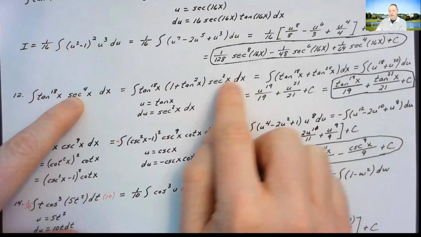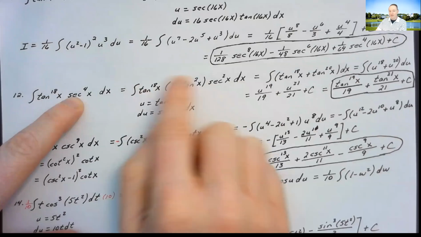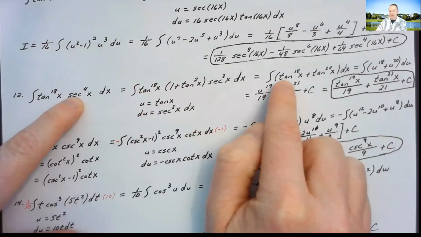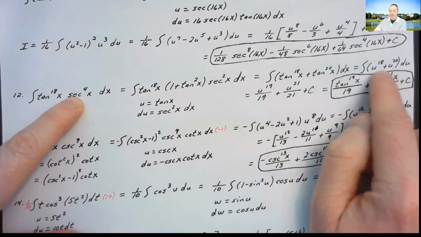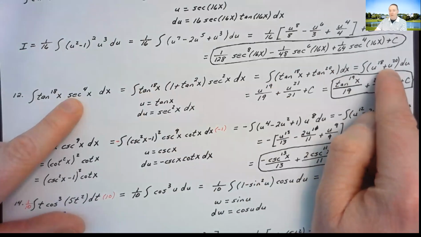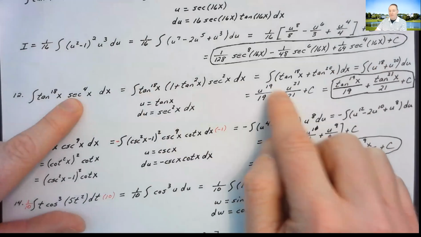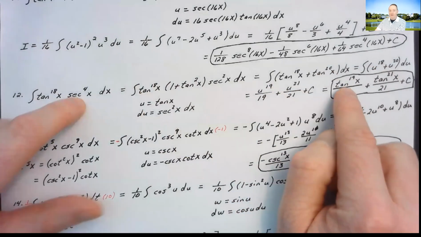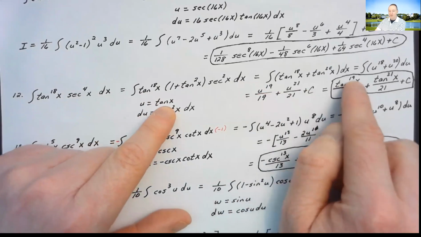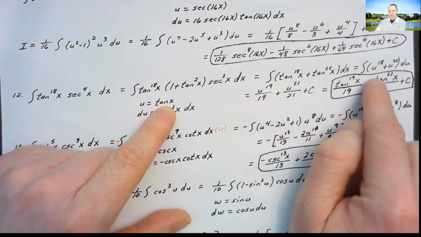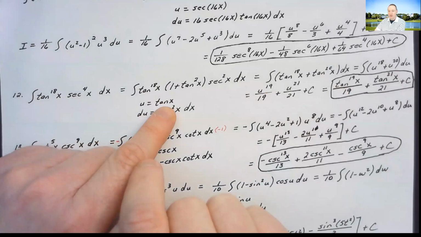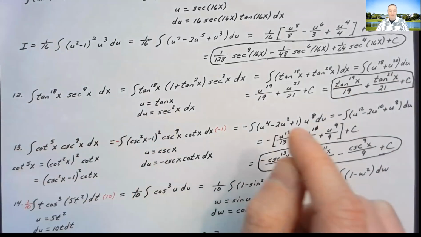What did I do out front? I knew that this tangent to the 18th would distribute through that group. And when I turn it to u, it's just going to become u to the 18th plus u to the 20th. That's what I've done from here to here. Now, once we get to that point, you just integrate with the power rule and then back substitute your tangent in the place of u. So I get tangent to the 19th of x over 19 plus tangent to the 21st of the angle x over 21 plus your constant of integration. It's a pretty quick problem there.